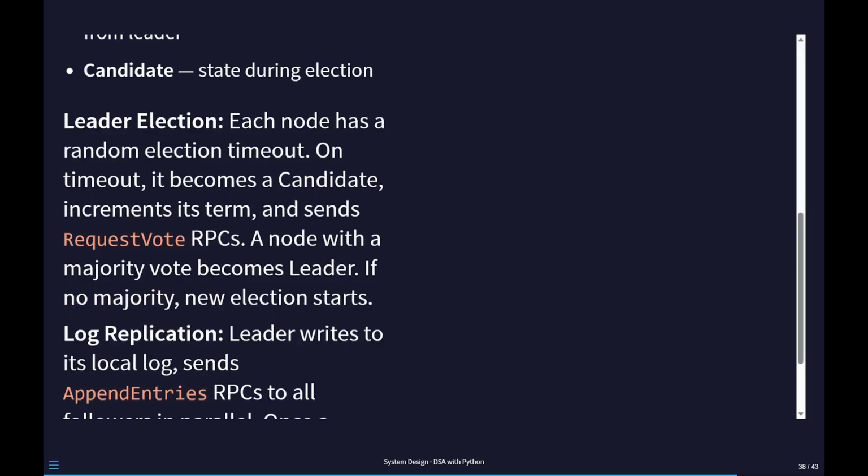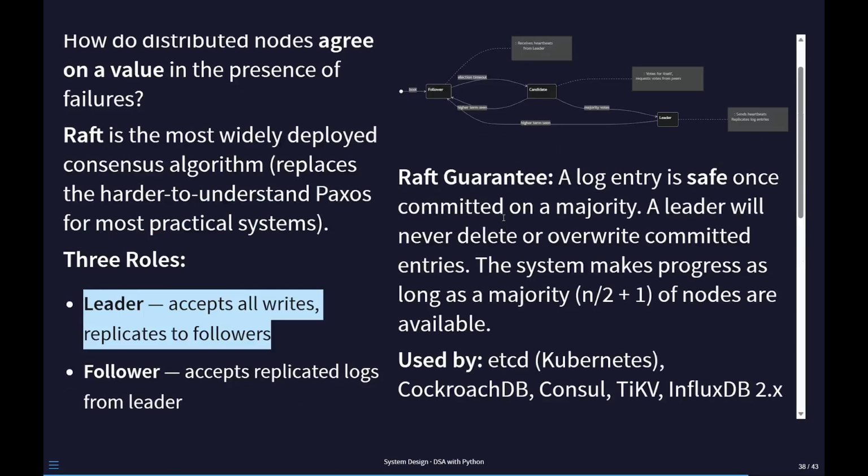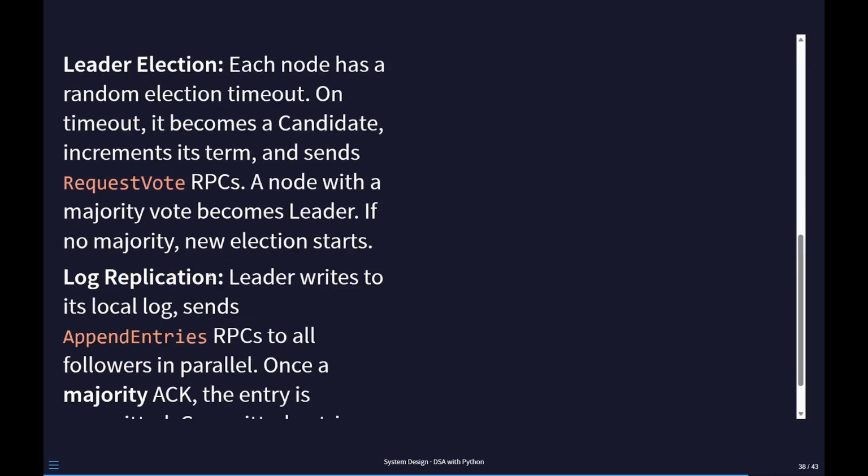Log replication. When a client writes to the system, the leader writes the entry to its local log, then sends it to all followers in parallel. The entry is committed, made permanent, and applied to the state machine as soon as the leader receives acknowledgments from a majority of nodes. Even if some followers are down, as long as a majority are up, the system makes progress. Click the Raft guarantee.